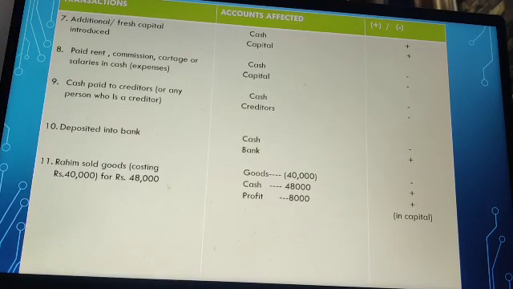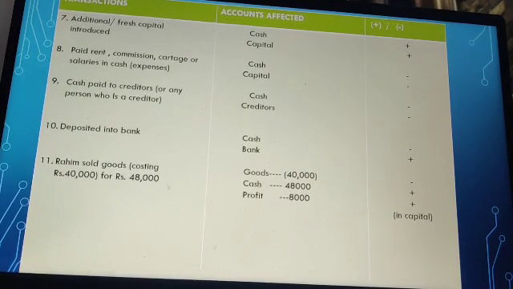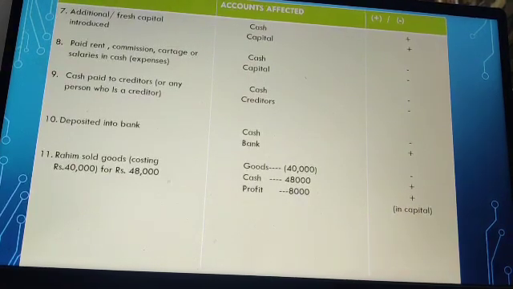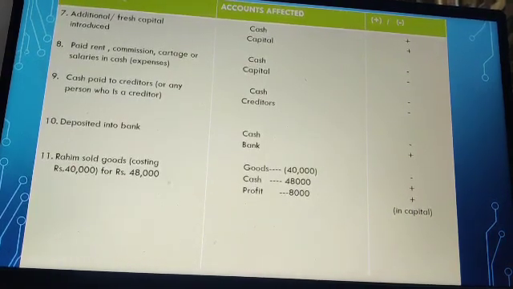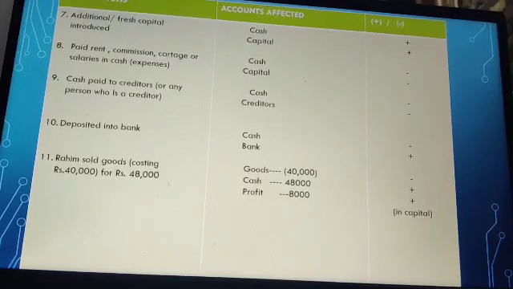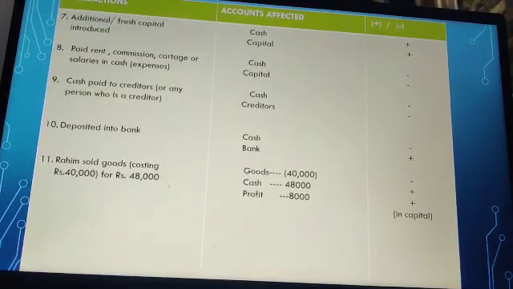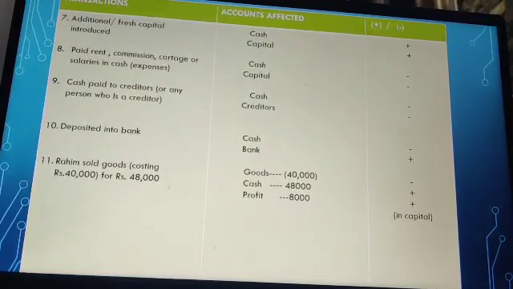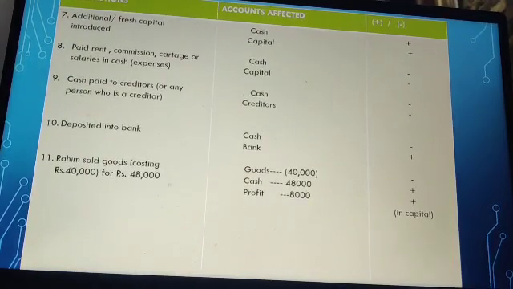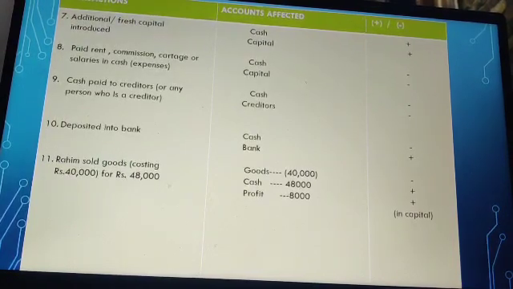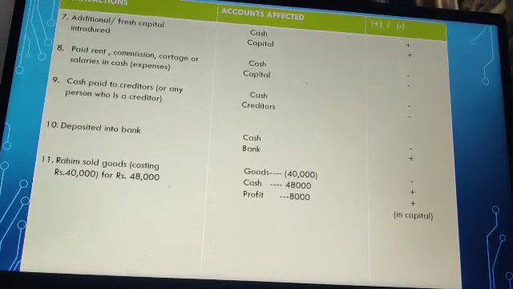Next we have deposited into bank. Since we have cash which we are depositing in our bank, your cash gets reduced and your bank balance gets increased by the corresponding amount. Your cash and bank are both assets, thus they will be recorded on the asset side only. One has a positive effect, another has a negative effect, again bringing your accounting equation into balance.